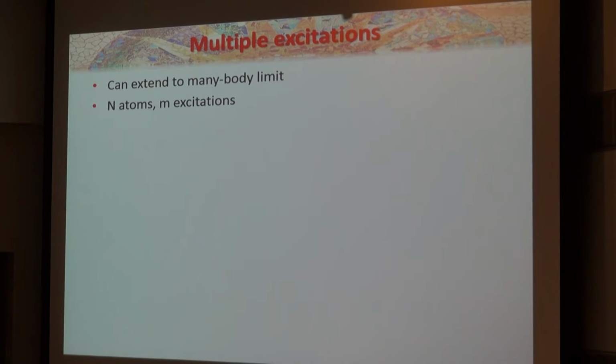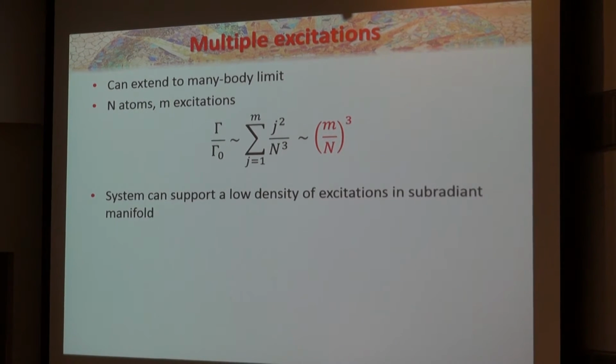So you can extend this argument to the many-body limit. If I have n atoms and m excitations, the strategy is to take the m lowest single particle states and construct some kind of Fermionized wave function out of that. And then by this argument, the decay rate of that state would be just the sum of j squared over n cubed. So it would basically be proportional to the density of excitations cubed. So that's a kind of nice final result. In the thermodynamic limit, you can have many excitations and still have the system be dark. What's important is to just have a low density of excitations which don't physically touch each other.